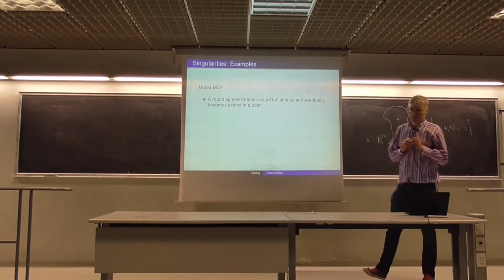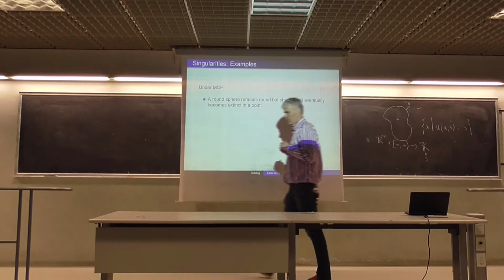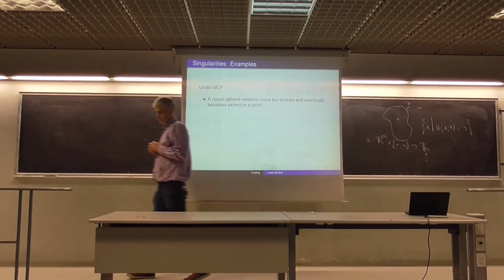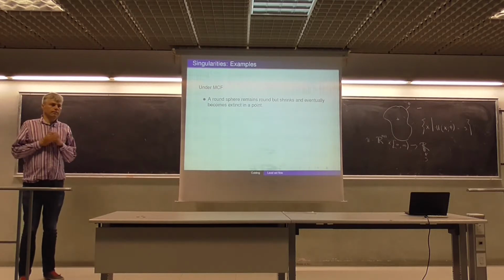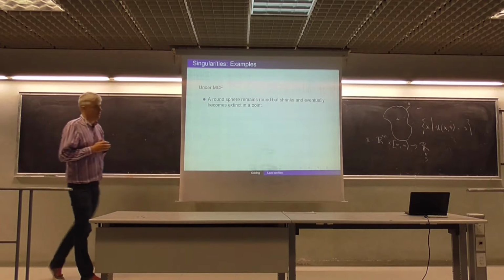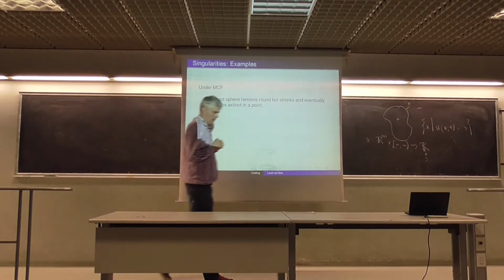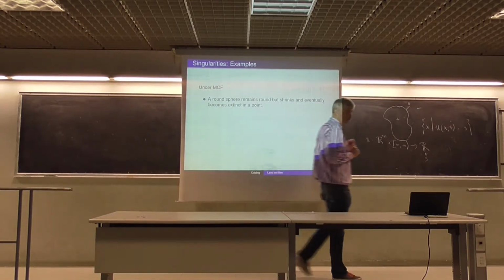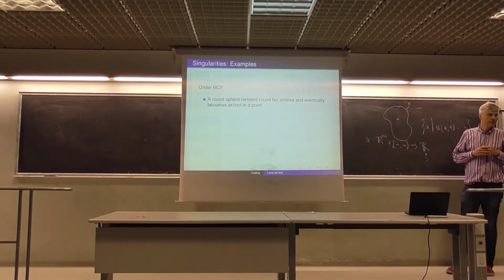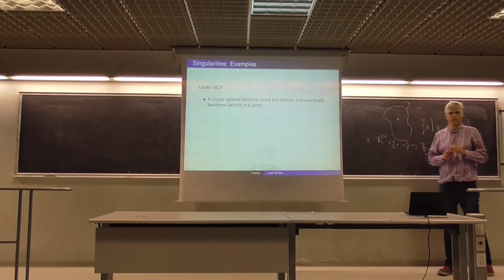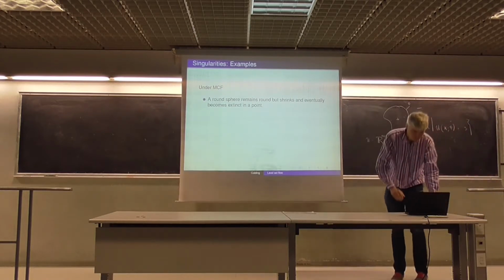This of course means that by the avoidance principle, if you take any closed hypersurface in Euclidean space and enclose it by a round sphere, you know that the round sphere becomes extinct in finite time, so the closed hypersurface that was enclosed by this round sphere will also become extinct in finite time. So this means that some kind of singularity must have happened.